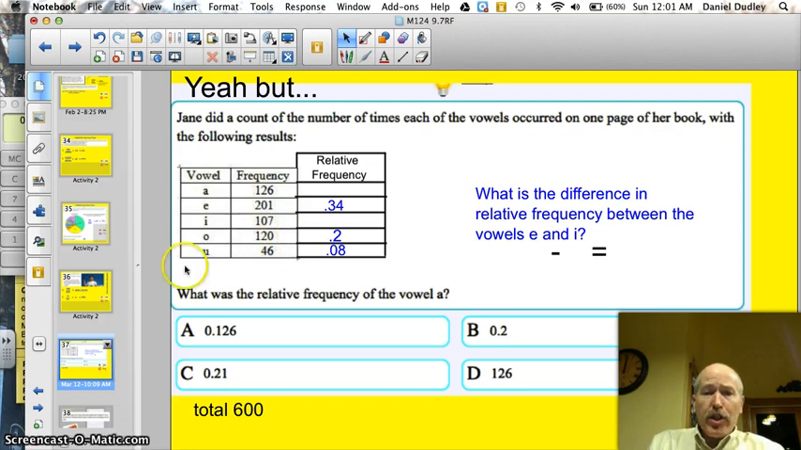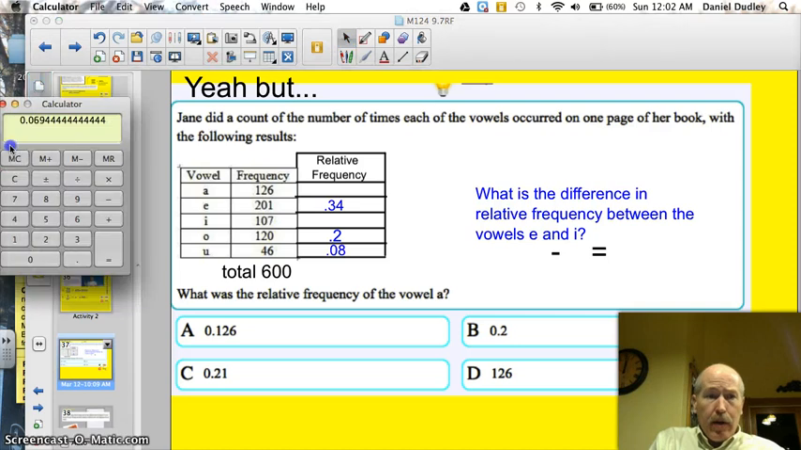So you're going to get questions about charts like this. They're going to say, what was the relative frequency of the vowel A? Well, the only way you can figure that out is if you add all of these numbers up. Because you have to know out of how many vowels there were 126 A's. So I'm going to help you with that. The total is 600.